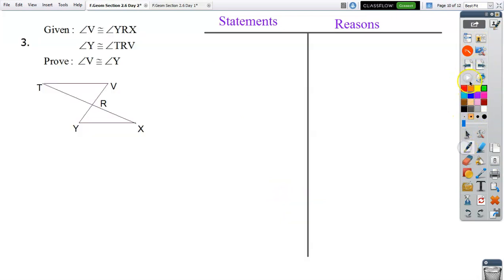Angle B is this one, and it's congruent to YRX. YRX is this angle right here. We're also told that angle Y is congruent to TRB, which is this one. I'm going to mark those with 2 lines. And we need to prove that angle B is congruent to angle Y. So let's start by putting down our givens.